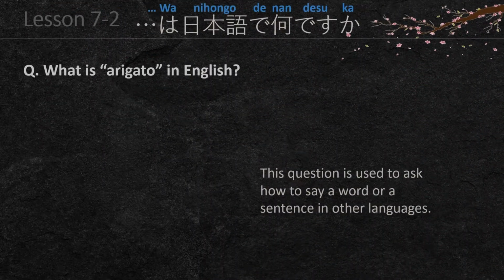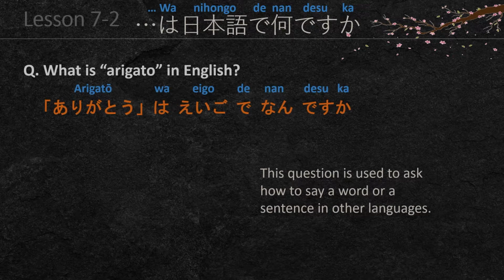And the second grammar point for today is nani nani wa Nihongo de nan desu ka? And this is a phrase that we use to ask what a word or sentence means in another language. So we can substitute Nihongo de for eigo de. And that's what we do here in the first example. We want to ask, what is arigato in English?